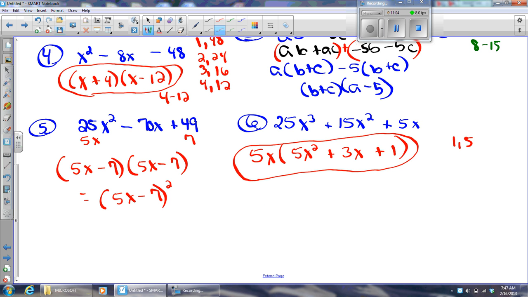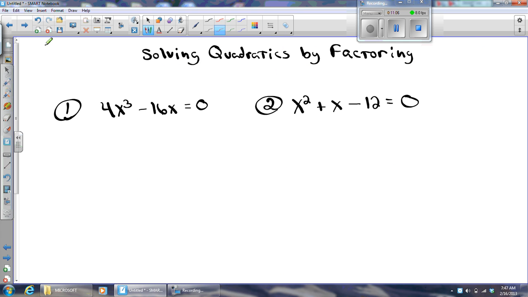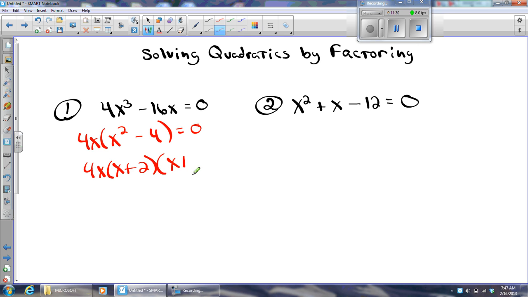Okay, let's look at some solving problems. You decide what type of factoring to do. Here we go. We're going to factor out a GCF, get an x squared minus 4. We are not done with this problem because look inside. There is a difference of perfect squares. So we're going to factor this like so. And now we're going to solve.